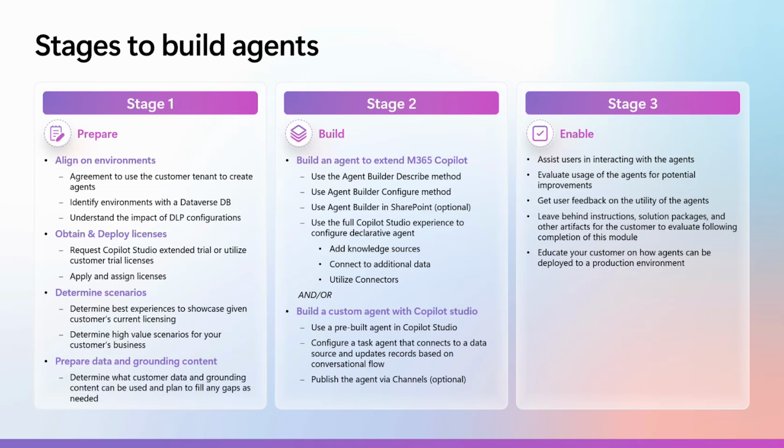Stage number 3, the last step, is to assess user interaction with the agent, to do a kind of evaluation just to make sure that everything is fine, and if there is some improvement to do, we can do it. Get user feedback.